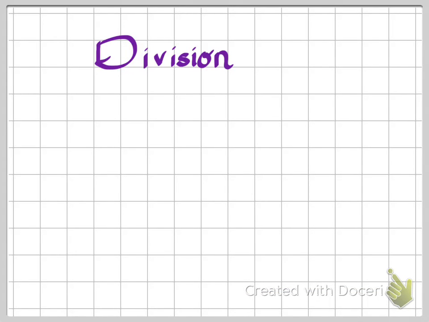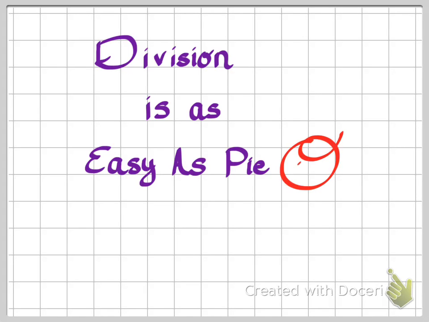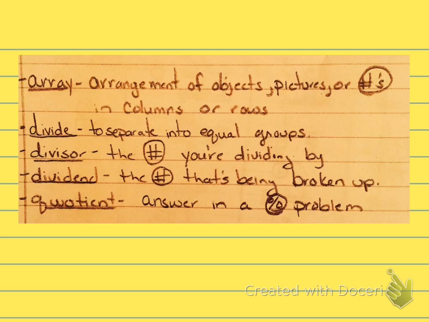Today we are working on division, and it really is as easy as pie as long as you follow every single step. But before we get into the steps, there are a few key words we need to really know, one of which is an array, and we should already know that. An array is an arrangement of objects, pictures, or numbers in columns or rows, and that helps us arrange and organize our numbers.